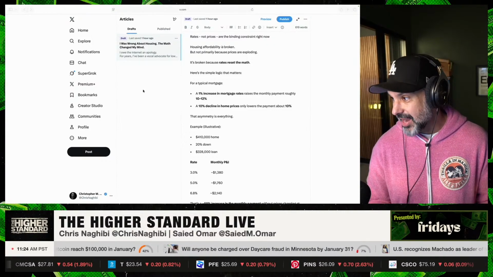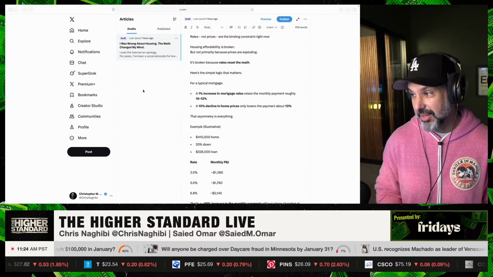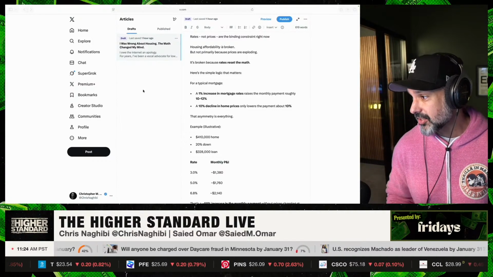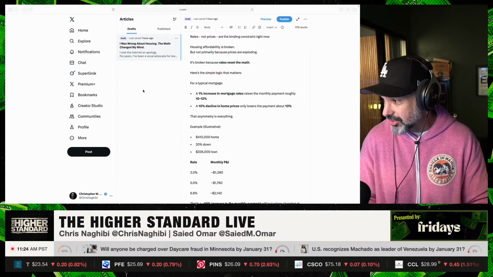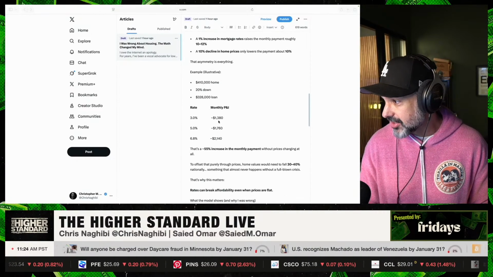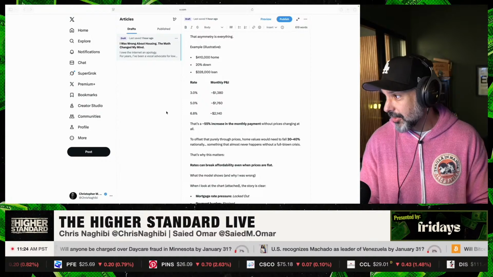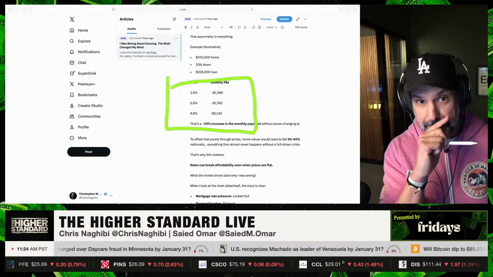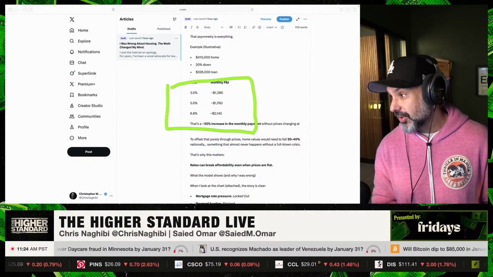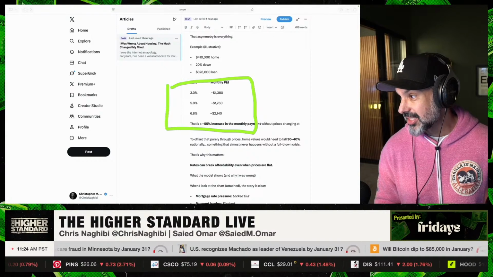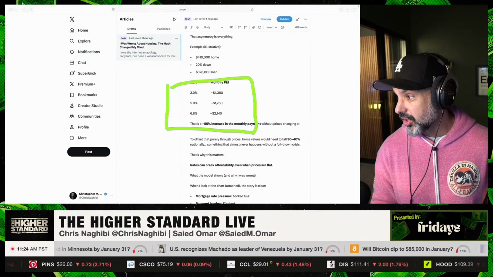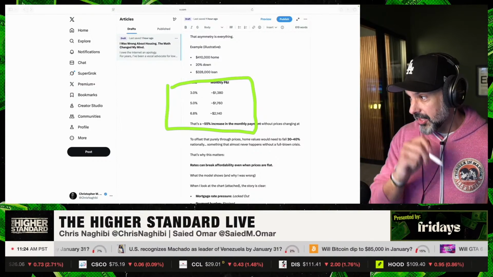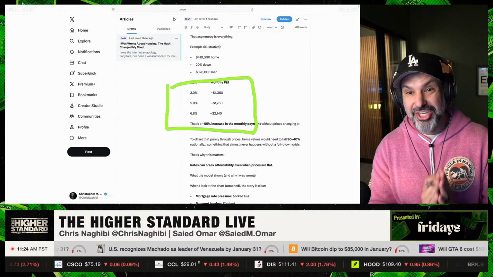That asymmetry is everything. For the example, I provided an illustrative example here using $410,000, which is a little bit less than the current median home price. $410,000 home, 20% down, $328,000 loan at a 3% rate. You're looking at monthly P&I of $1,380. At a 5% rate, $1,760. At a 6.8% rate, $2,140. That's about a 55% increase in the monthly payment without price changing at all.